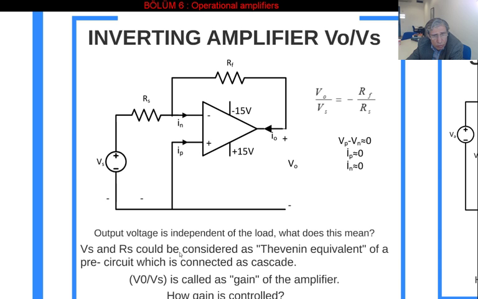Vs and Rs could be considered as a Thevenin equivalent of a pre-circuit which is connected in cascade. I am talking about two circuits connected in cascade here, and this is going to be the pre-circuit, that means the first circuit in the cascade connection. And this first circuit's Thevenin equivalent can be considered as those two elements connected in series.